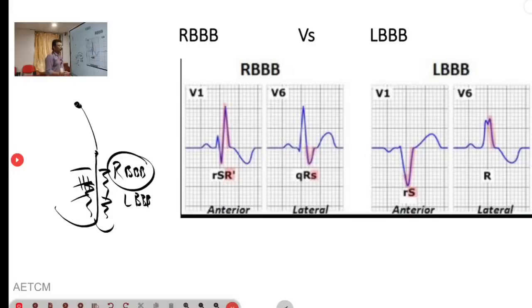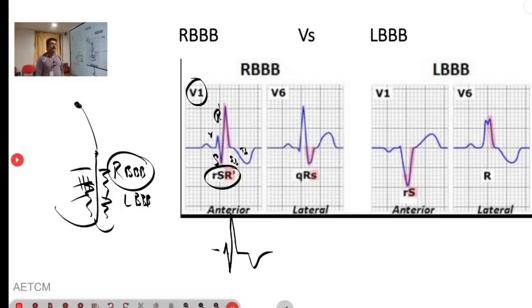In RBBB, you take the V1 lead. There is a pattern: small r, then S, then R dash big R, and ST depression and T inversion. So small r, then S, then R dash, then ST segment depression, T wave inversion. This is classically seen in V1. So that is called the RSR dash pattern.